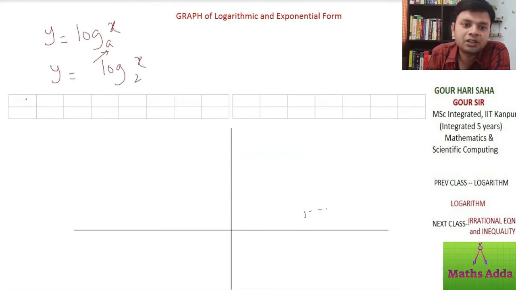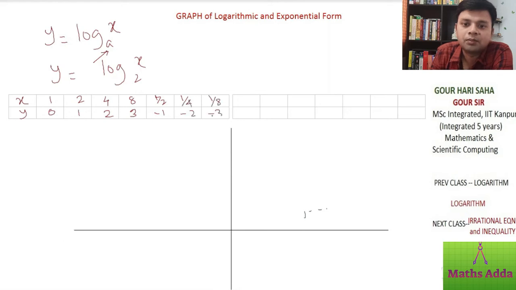Now I will make a chart. This is x, this is y. X is equal to 0, not possible. X is equal to 1, log 1 is 0. X is equal to 2, log 2 base 2 is 1. X is equal to 4, log 4 base 2 is 2. 8, this is 3. Then x is equal to 1 by 2, it is minus 1. X is equal to 1 by 4, minus 2. X is equal to 1 by 8, minus 3. So we got these points.